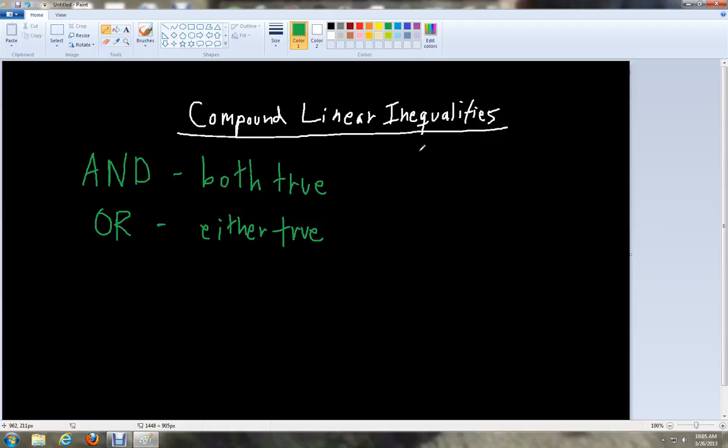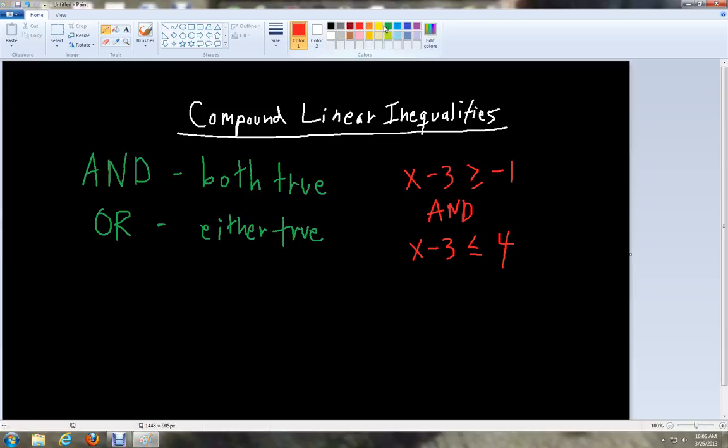So let's see how this works with an example. Let's say you have x minus 3 is greater than or equal to negative 1, and, we'll do "and," x minus 3 is less than or equal to 4. So what we'll do here is solve each of these inequalities separately and then see what happens when we graph it on the number line.